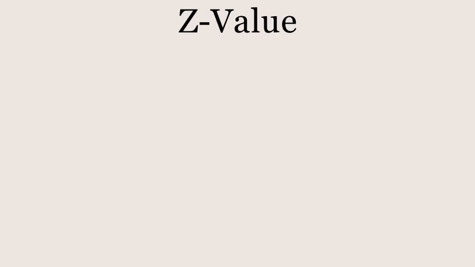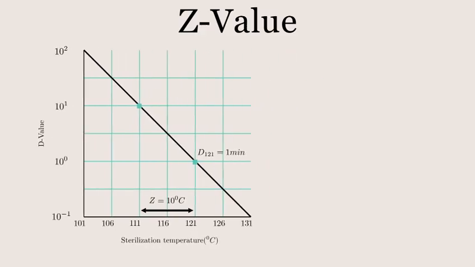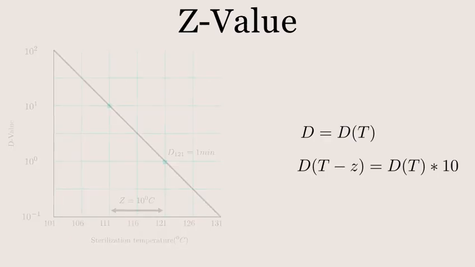But as the temperature changes, the d-value fluctuates with it. The relationship between them is shown in this graph. This relationship is called the z-value, which more specifically refers to the temperature change needed to cause a 1 logarithmic value change in the d-value. Just like the d-value, the z-value can fluctuate depending on the type of microorganisms being dealt with. Because d-value changes as temperature changes, it can be taken as a function of temperature. And as the temperature changes by a value of z, the d-value changes by a factor of 10. Basically, the definition of z-value.